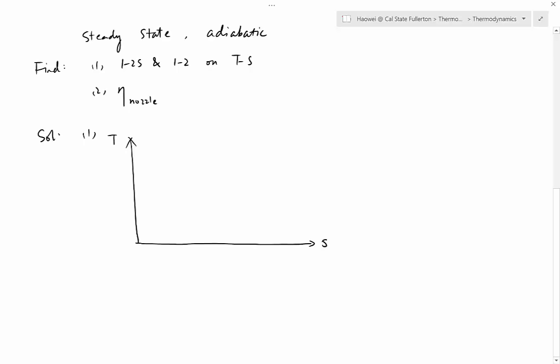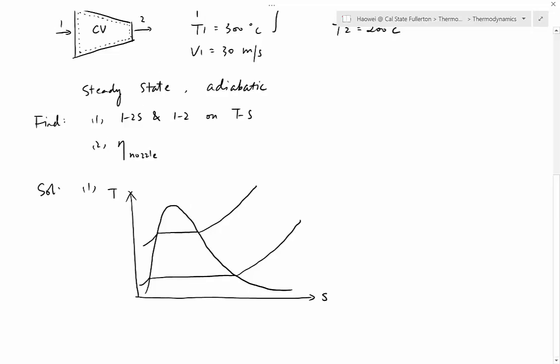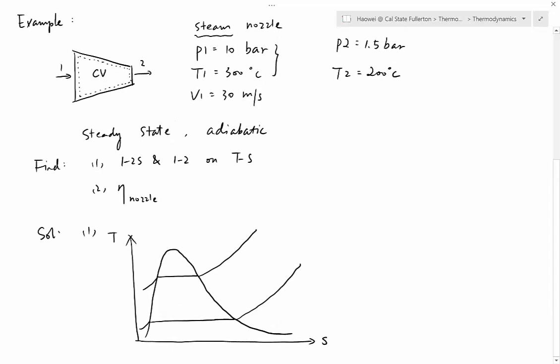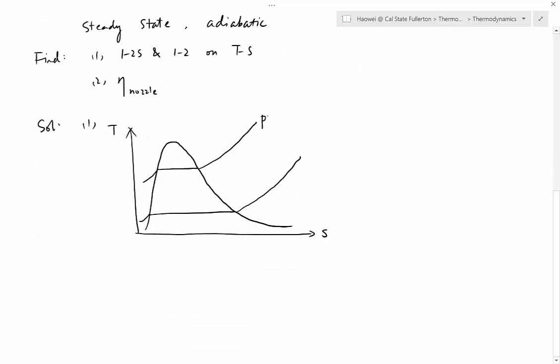T versus S diagram. Here we have a vapor dome. And then just like before, let's sketch two constant pressure lines. Okay, which one will be P1 and which one will be P2? P1 is 10 bar and P2 is 1.5 bar. So P1 is bigger, so the top line should be P1. It's 10 bar. And the bottom one is P2, which is 1.5 bar.